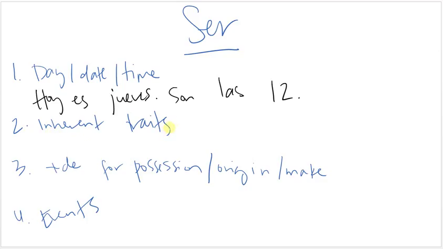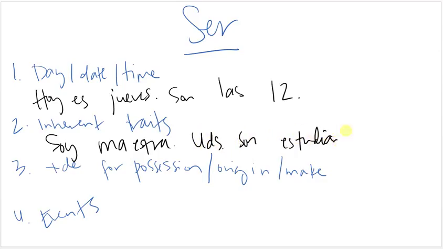Okay, with inherent traits. Again, this isn't necessarily something that's permanent, but it is something that is inherent, that is not going to change within the next 5 minutes. So, yo soy maestra, ustedes son estudiantes. So I'm a teacher, you guys are students. Obviously, I may not always be a teacher, and you guys won't always be students, but it's an inherent trait about myself or about yourselves that's not going to change within the next 5 minutes.